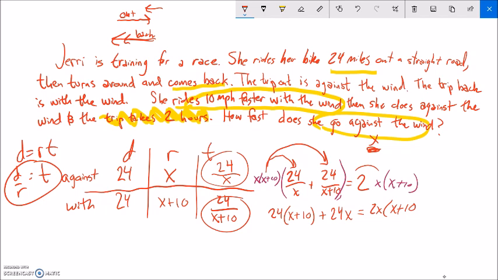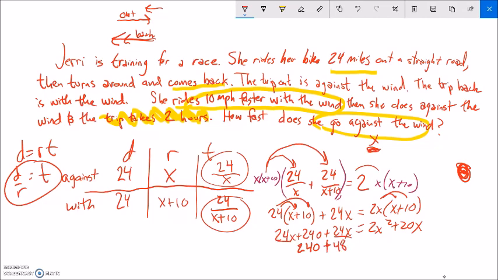So what I'm going to do is keep solving from here, distribute that 24 into there, 24x plus 240 plus 24x. And I'm then going to distribute in this 2x. So this would be 2x squared plus 20x. And so now I notice what I have is a quadratic here. So I'm going to get it equal to 0, maybe try and factor it, do whatever I can. Before I do that, I can combine some stuff over here. The 24x plus 24x is 48x.